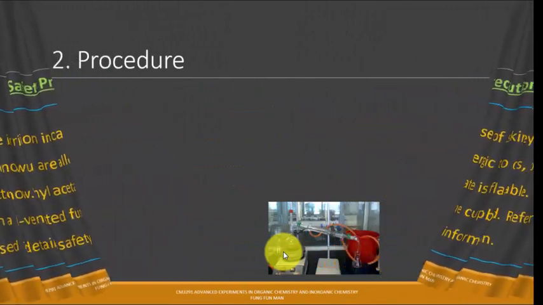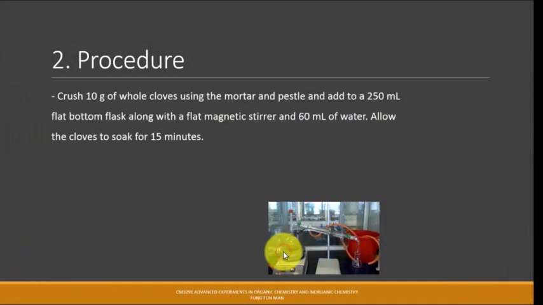Now next I'll be covering the procedure. Please have ready your lab manual with you. Now step 1, you're going to crush 10 grams of whole cloves using the mortar and pestle and add to a 250 ml flat bottom flask along with a flat magnetic stirrer and 60 ml of water. Allow the clove to soak for 50 minutes.